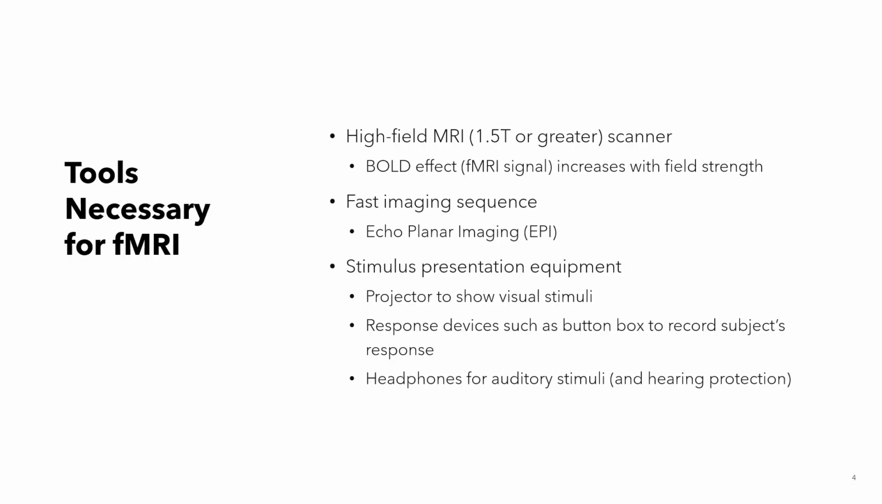Now, what are the tools necessary for fMRI? High field MRI scanner, 1.5T or greater, BOLD effect fMRI signals, which increases with field strength, fast imaging sequence, usually echo planar imaging, EPI, stimulus presentation equipments like projector, which shows the visual stimuli, response devices such as button box to record subject's response, headphones for auditory stimuli, etc.